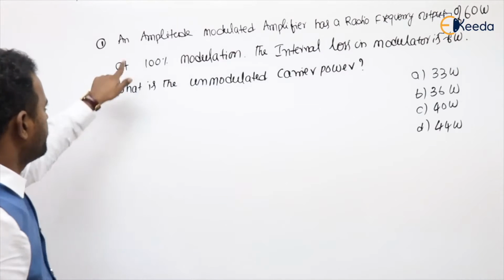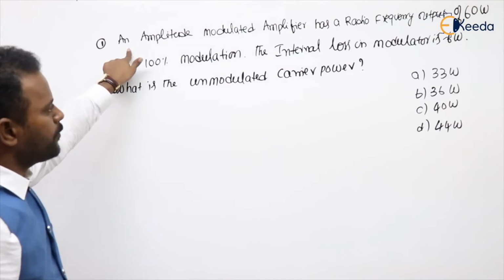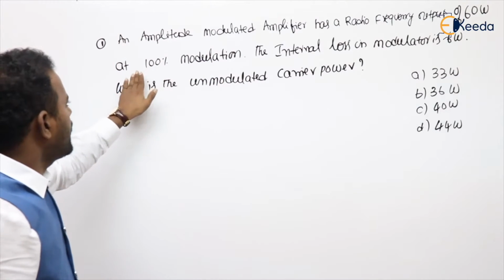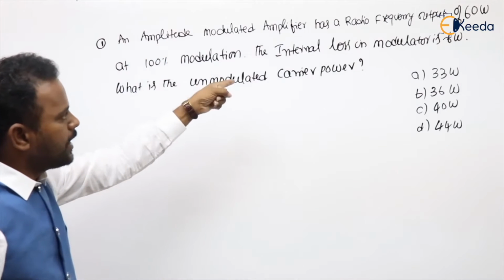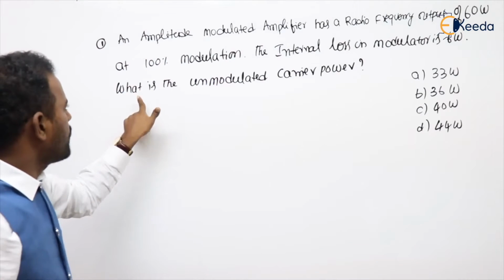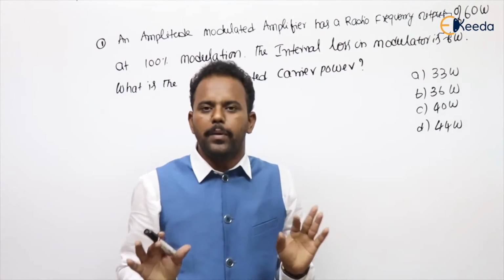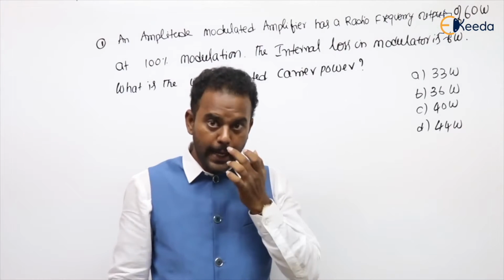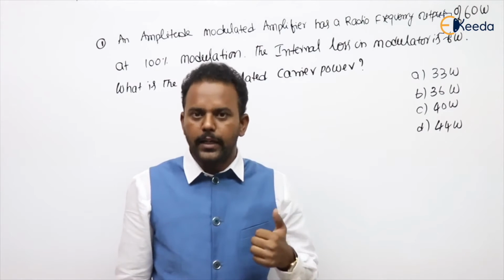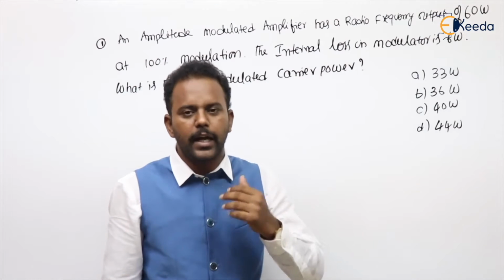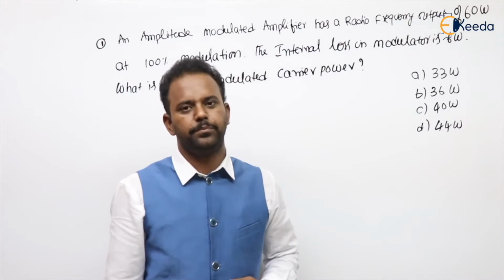See the first problem. An amplitude modulated amplifier has a radio frequency output of 60 watt at 100% of modulation. Internal loss in the modulator is 6 watt. What is the unmodulated carrier power? This is a common problem in the engineering service examination as well as in GATE. This is the 17 question in engineering service examination. Even in the 19 also same model came.